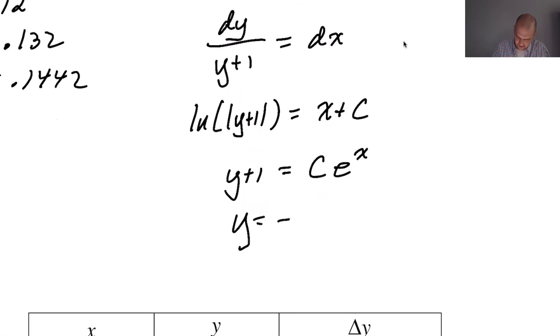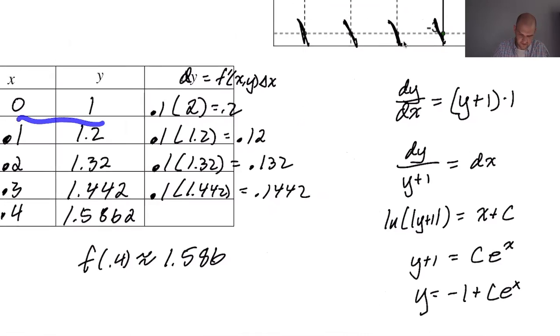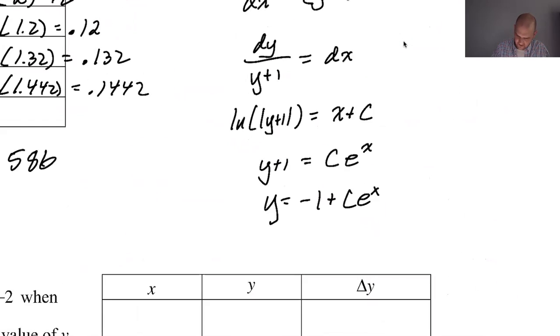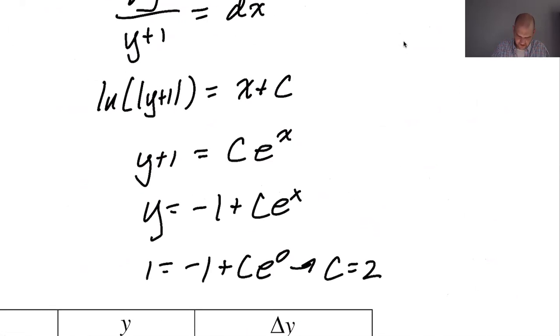So -1 plus c e to the x. And then we know that the initial condition is the given, so that's 0, 1. So let's use that. So 1 equals -1 plus c e to the 0. So c is equal to 2. C is like always 2. It's not. Don't get that idea, but it feels like it is. So finally I get y equals -1 plus 2e to the x.